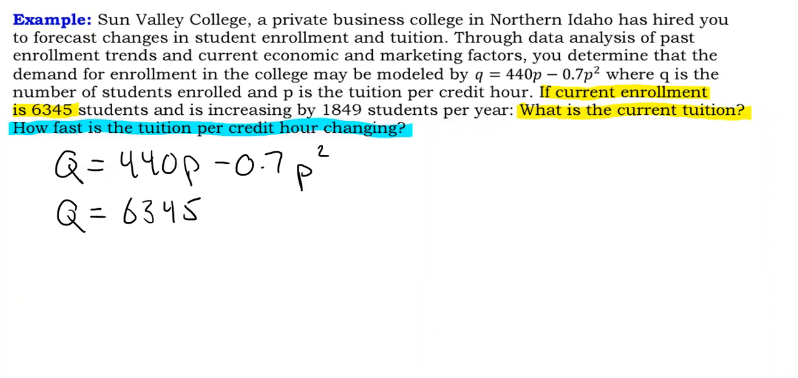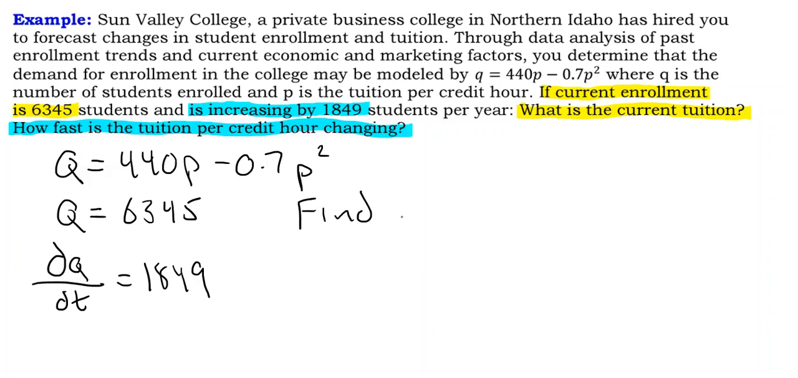And it is increasing. Here comes the next part. Here's our rate. It's increasing by 1849 students per year. That means the rate of change of Q with respect to time is 1849. So we have our fixed number and we have our rate of change. And so number one, we want to find P. That's the first thing we want to do.